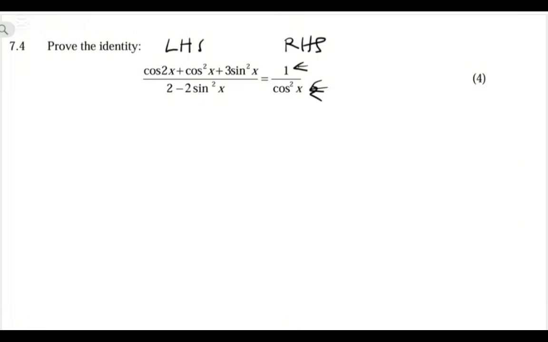So I would advise you to always pick the side where you're going to change a lot of stuff, because in proving identities, these 4 marks that are here, a lot of those marks are going to come from you changing certain trig ratios. You're going to get marks for how many trig ratios you have changed. Yeah. So the left hand side is the safest. Why? Because we're going to change a lot of stuff. So we're going to pick this left hand side.